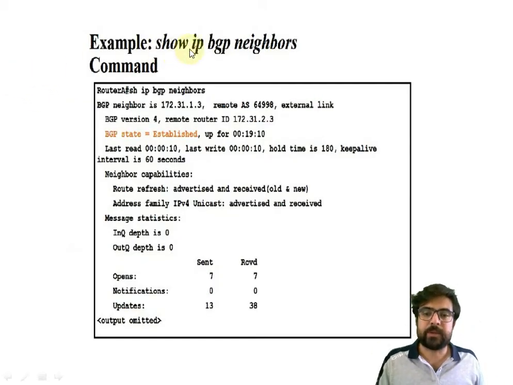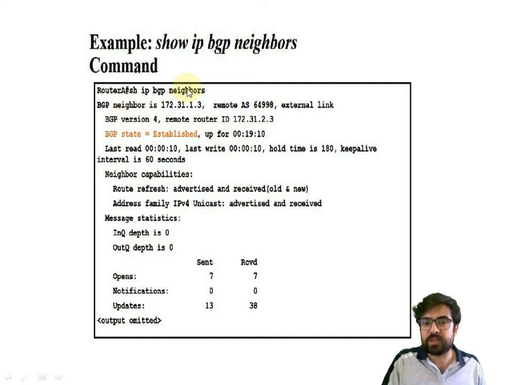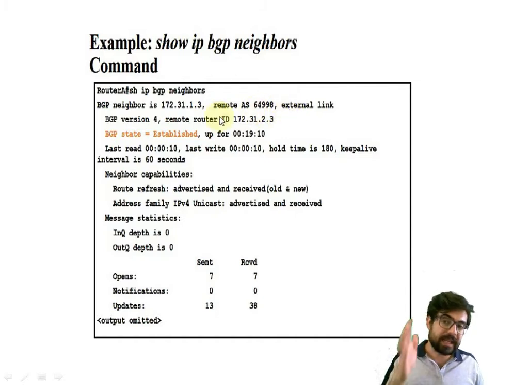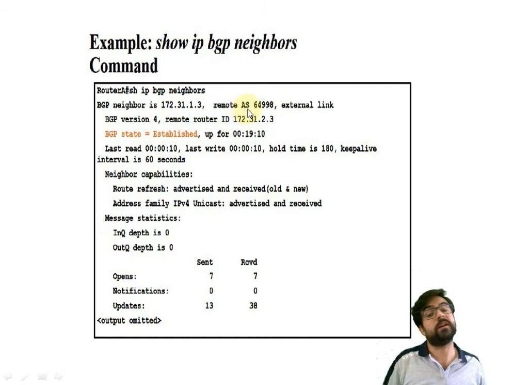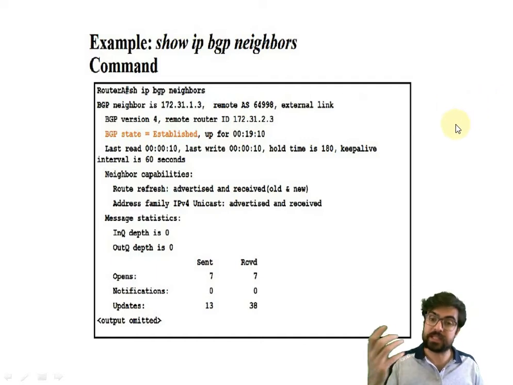Okay, example: the show ip bgp neighbors command. This is the first command. What is the result? BGP neighbors is this. The remote AS is this one. This is the external link, so it is saying this network is a different AS number because it's an external link, eBGP. My BGP version is 4. This is the router ID, and the BGP state is established, and this is the uptime. This is the first command for troubleshooting or checking your state.